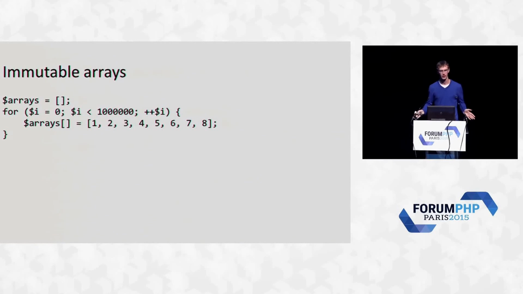Now, that's general array optimizations. And now I'd like to highlight one additional special optimization, namely immutable arrays. So here we have a simple sample code which creates a large outer array with 1 million elements, and each of these 1 million elements is an inner array with elements 1, 2, 3, 4, 5, 6, 7, 8.